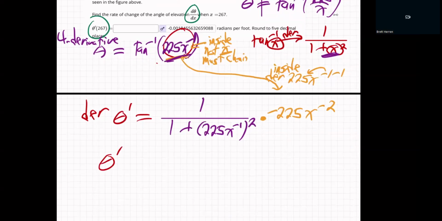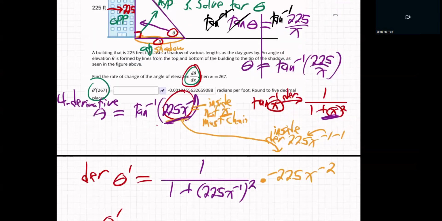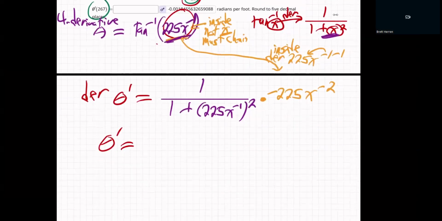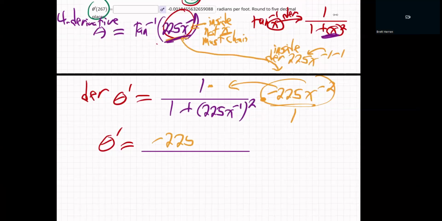Okay, let's clean that up just a bit. So theta prime. Oh, by the way, they said d theta dx. That's the same thing, another way of saying the same thing. Two different notations they use in the world of calculus. So I'm going to let this guy be over 1, so we'll just go up to the top and multiply by the 1. That's just going to be minus 225 x to the minus 2 on the top, and on the bottom 1 plus 225 x to the minus 1 squared.